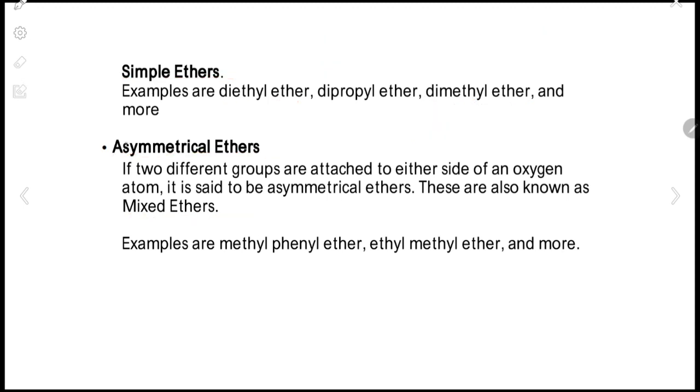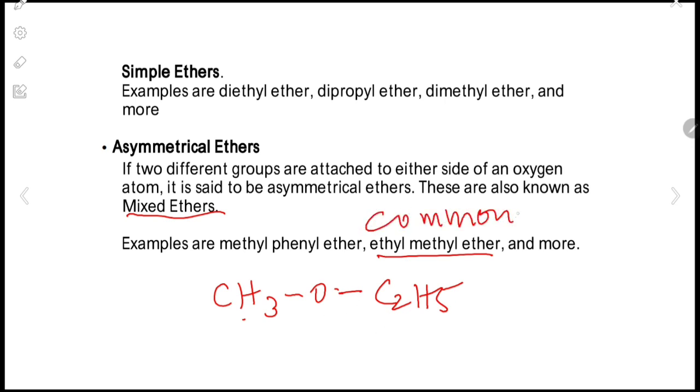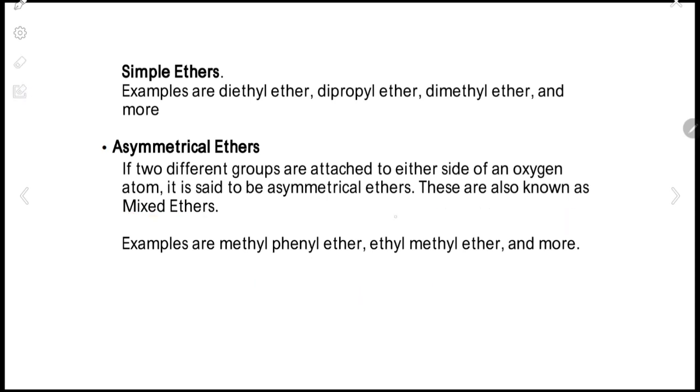Now for the asymmetrical ones, that is mixed ether, what you will have is this. We can take the example. Methyl group is there, that is methoxy, and then you have the ethyl group over here, C2H5. So it is methyl ethyl ether. That is a common name. These are the common names given to you, and we need to write the IUPAC name.